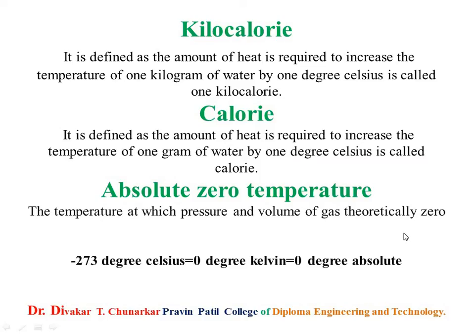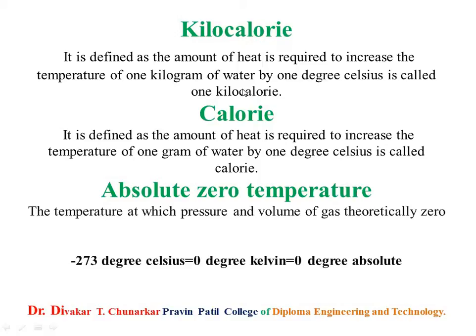Now kilocalorie, this is the definition. The simple definition of kilocalorie: it is defined as the amount of heat required to increase the temperature of 1 kilogram of water by 1 degree Celsius is called 1 kilocalorie, and this is the unit of heat. What is the definition of kilocalorie? It is defined as the amount of heat required to increase the temperature of 1 kilogram of water by 1 degree Celsius is called 1 kilocalorie.